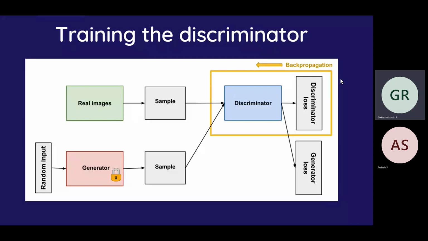You keep it fixed because if you keep both moving, it's like, as Gokul said, trying to hit a moving target, the training won't be proper. So you keep this fixed and train the discriminator better, and this goes back and forth.